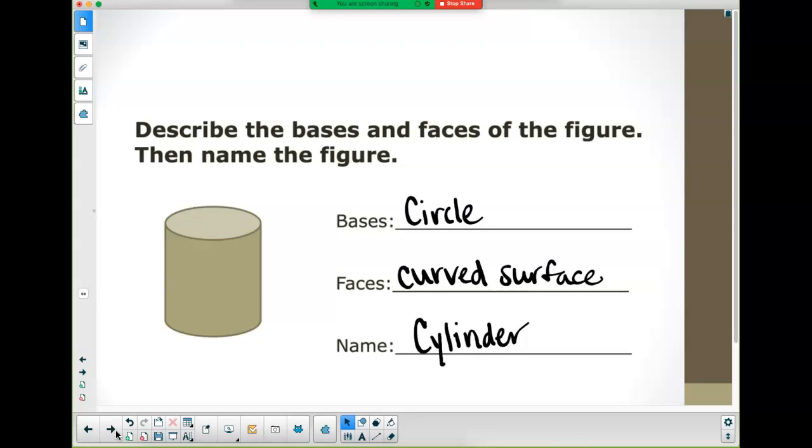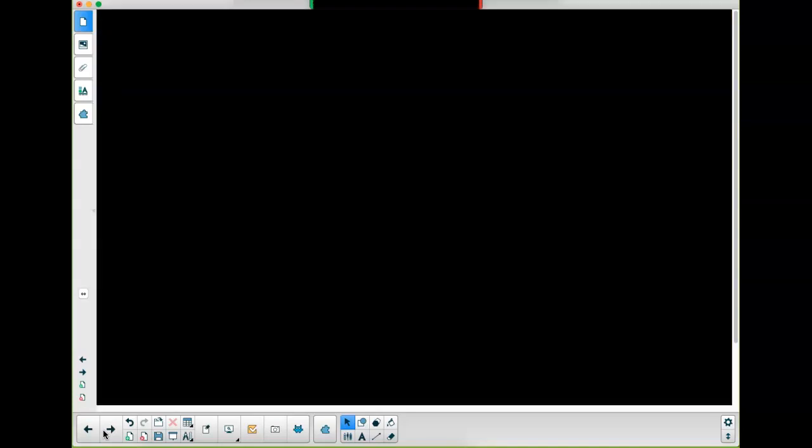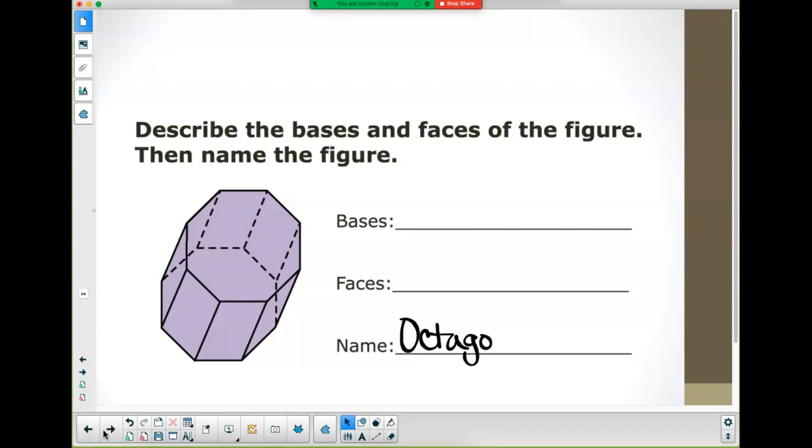Okay, we've got one more like this. What would we call this? It's kind of like this one. But it has a different base. How many sides does this have? Tyler? 8. So what would we call it? Go ahead. Good. It's an octagonal prism.